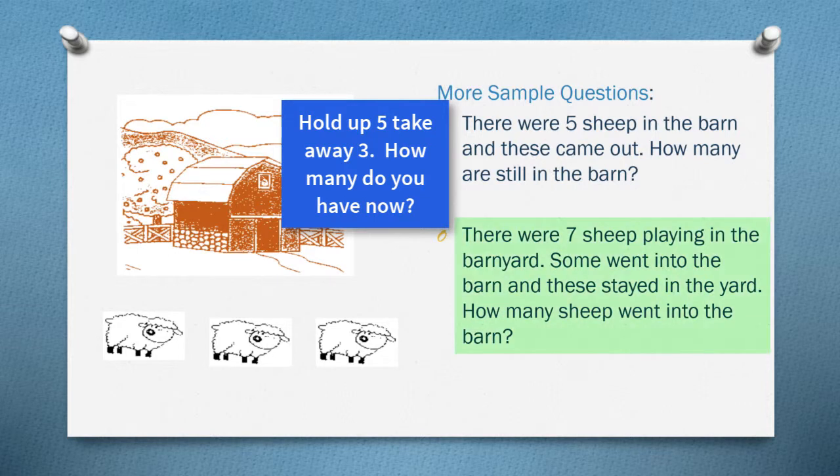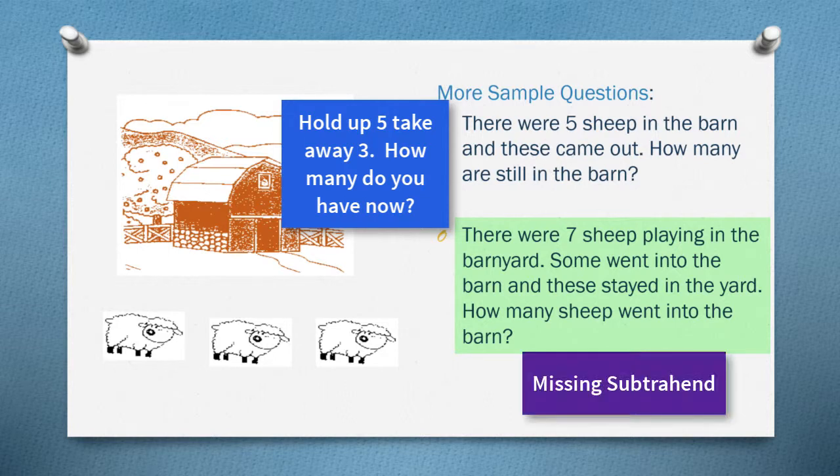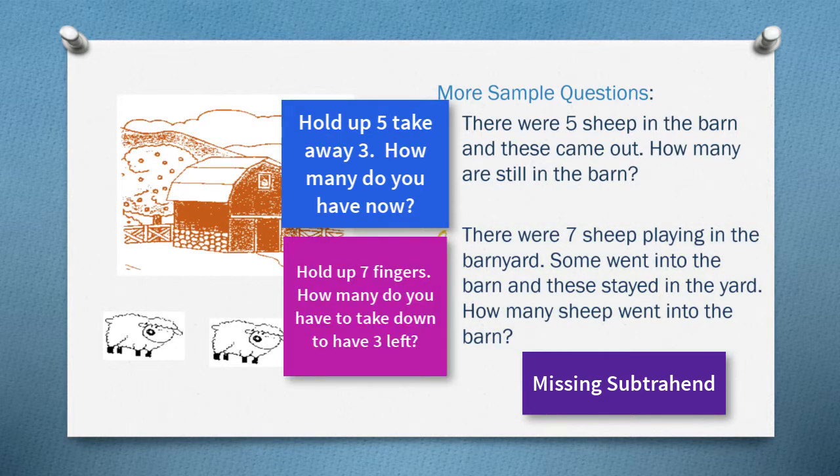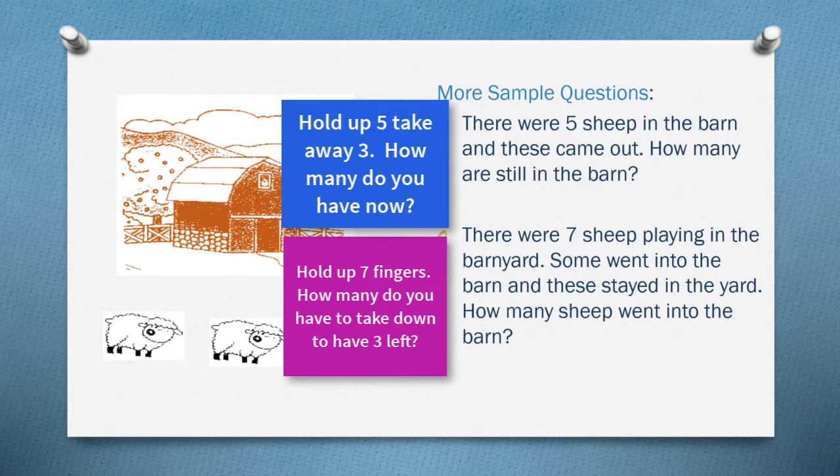The second task is more complicated. The general format of the question is a missing subtrahend question. If you start with 7, how many do you have to take away to have 3 left? This task is similar to the finger pattern task, hold up 7 fingers. How many do you have to take down to have 3 left? This similarity of these tasks to the finger pattern tasks provides some guidance to the teacher about when these might be used appropriately.